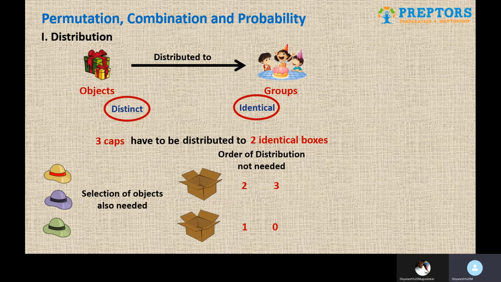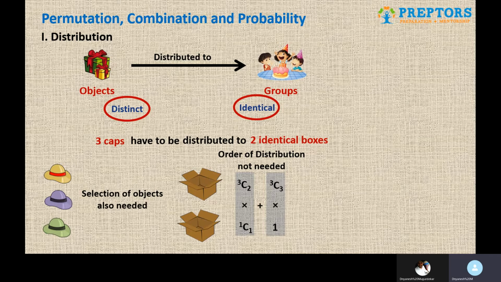So three caps are available, out of which we are supposed to select two for the first box. In how many ways can that happen? It can happen in 3C2 ways. Two caps have to be selected out of three caps, which can happen in 3C2 ways, and one out of one, 1C1. That's the first way. The second way is all three go in the first box, which is 3C3, and 0 go in the second box. Not selecting anything is one way of selection. So this is how the calculation part will differ based on what kind of information you are dealing with.